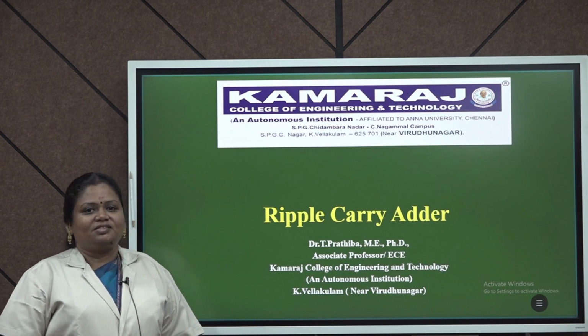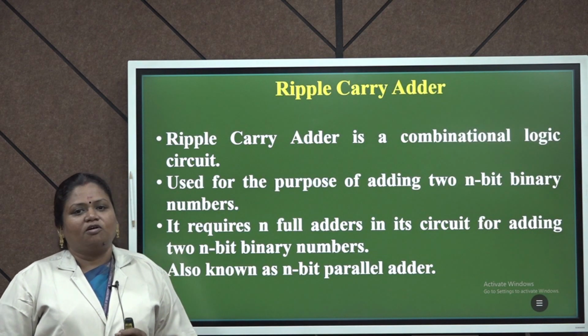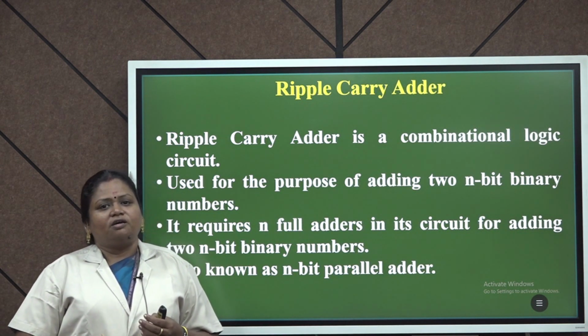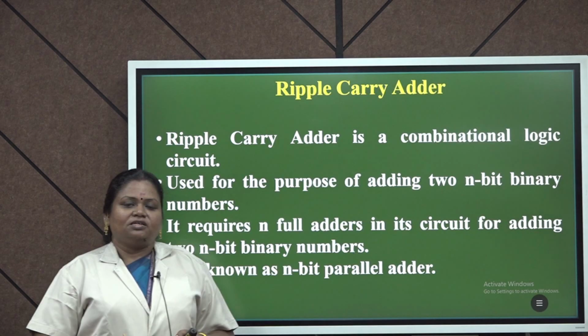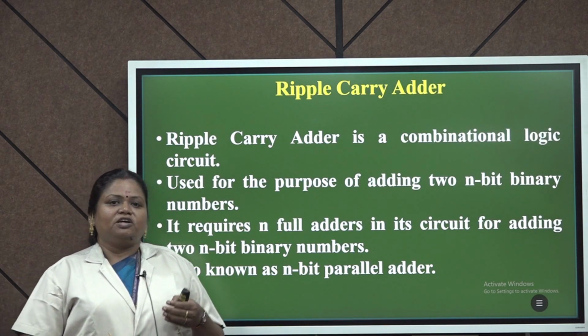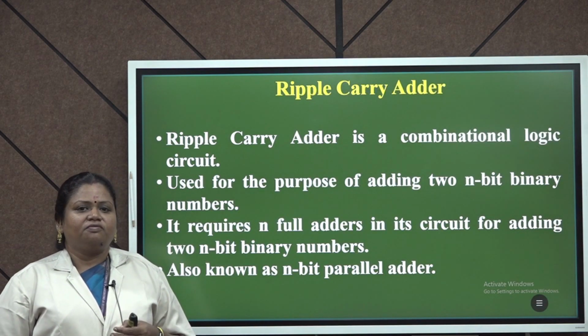And today's session, let us see about a ripple carry adder. The ripple carry adder is a combinational circuit where we do addition. So we can consider any number of bits. Let us consider 4 bits. When we want to do a 4-bit addition, 4 bits have to be considered for one variable A and another 4 bits for the variable B.